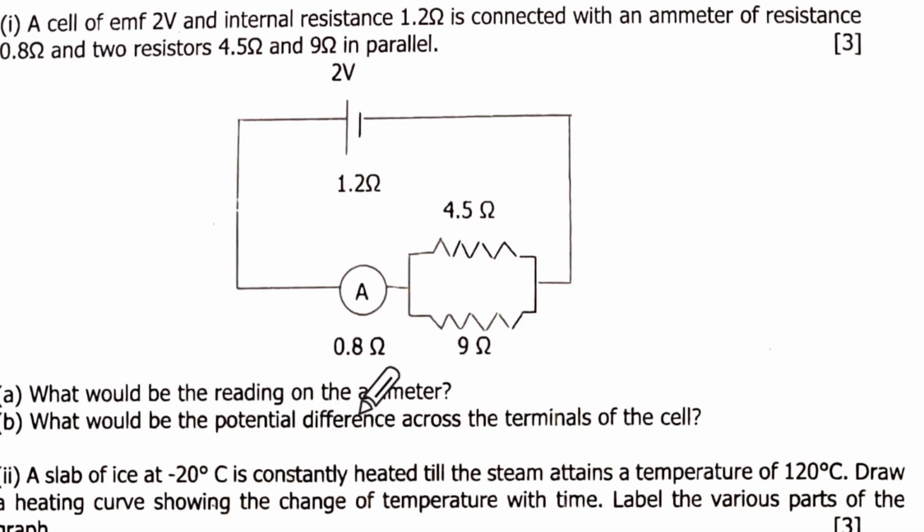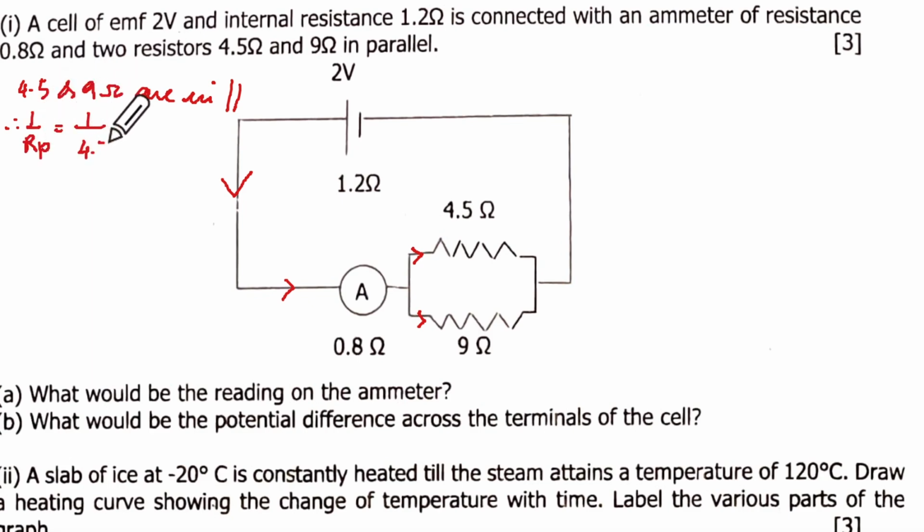So remember, the reading of the ammeter means current in the circuit, because the current is going to go this way and it will pass through the ammeter. Ammeter is always connected in series. So in series it will be the current in the circuit, and then it will split into I1 and I2 in these two branches. What would be our first thing to do? Find the Rp. So what will we write? 4.5 and 9 ohm are in parallel. So therefore we'll say, 1 upon Rp is equal to 1 upon 4.5 plus 1 upon 9.